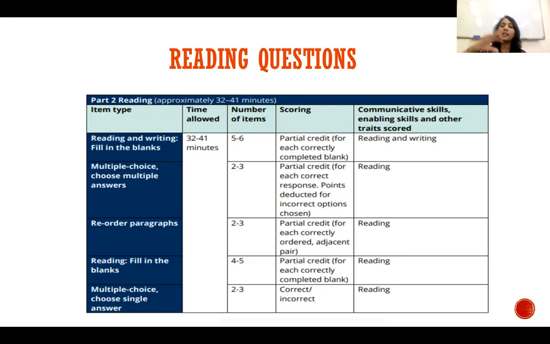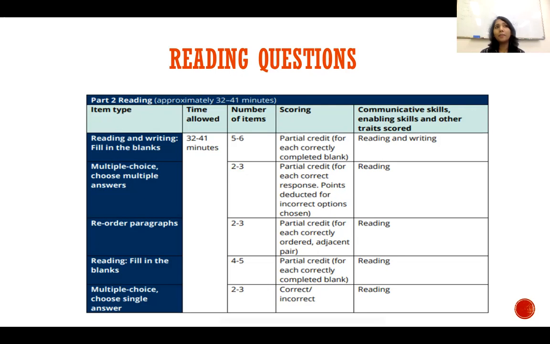So what happens in this question type? A reading passage is given to you with blanks in the passage, and you're supposed to fill in the right answer for each of those blanks from the options given below. Let me repeat that again. A reading passage is given to you, and there are blanks in the reading passage containing options. So you'll have to choose from the four options for each blank and answer the question correctly.